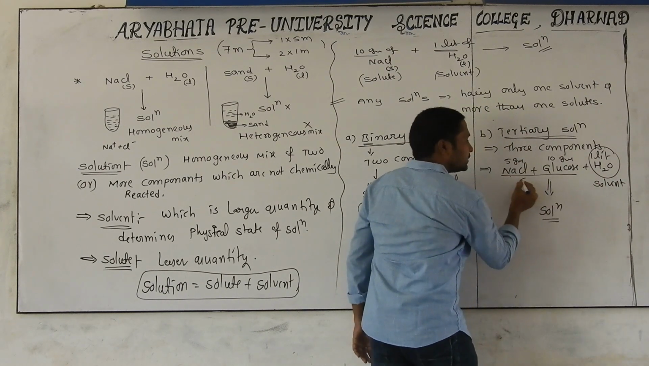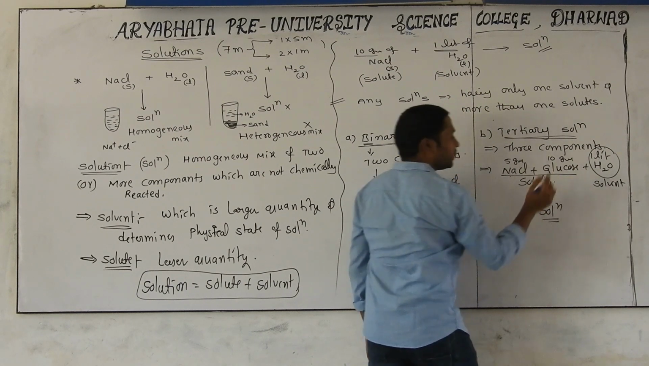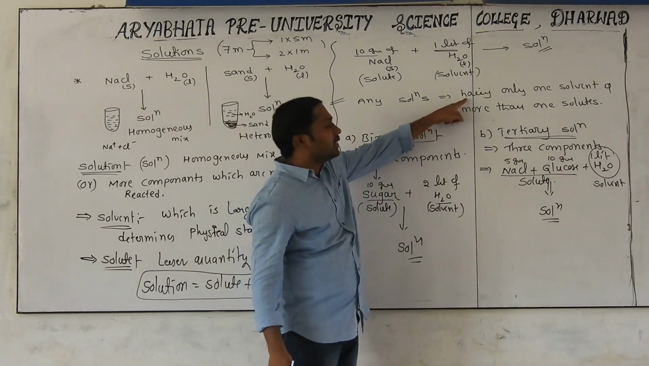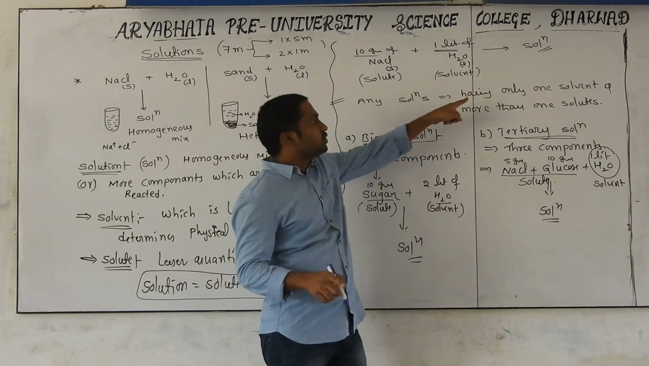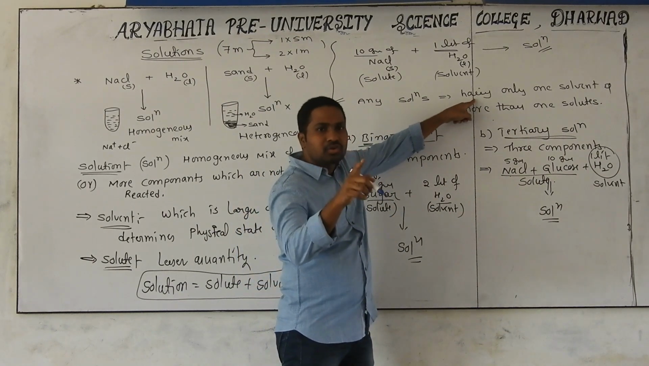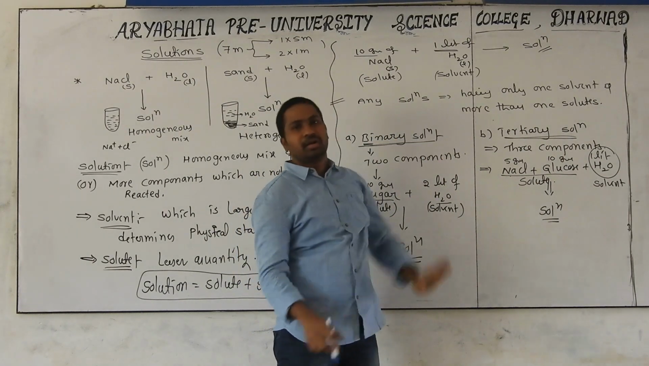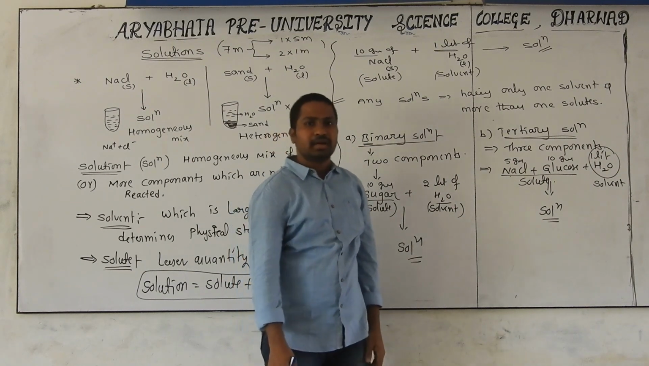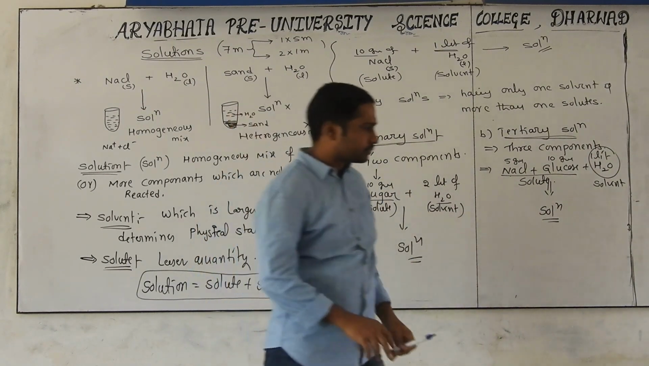Remaining components should be considered as which things? Solute particles. That's why we are telling very clearly, any solution or every solution should contain only one solvent, and may have more than one solute particles. Are you clear? Yes, it's a very important thing.